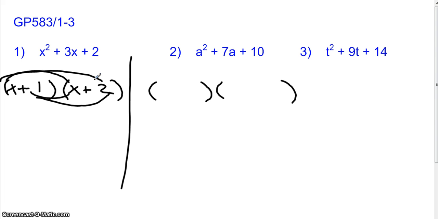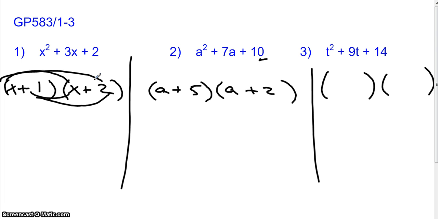Okay? How about the second one? How about somebody, Johnny, what's the first terms going to be? And then what factors of 10 add up to 7? Good, so plus 5 plus 2. Any questions? Okay, and Kyle, what are we going to have in our first terms here? 15. Good. And what factors of 14 add up to 9? 7 and 2. Good, plus 7 plus 2.